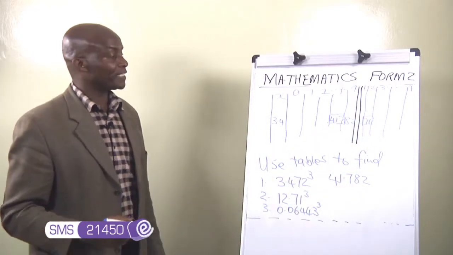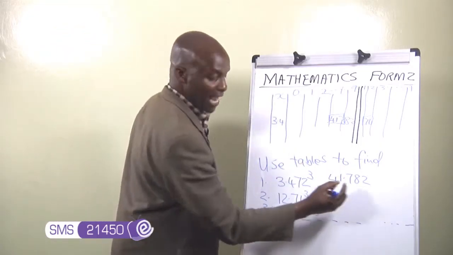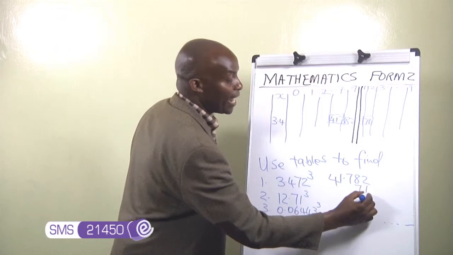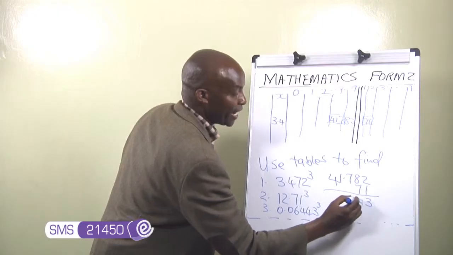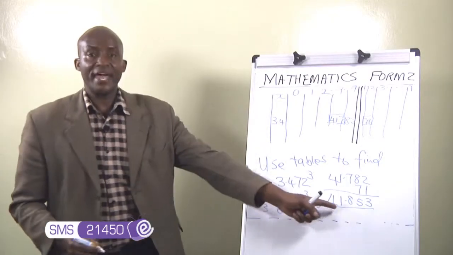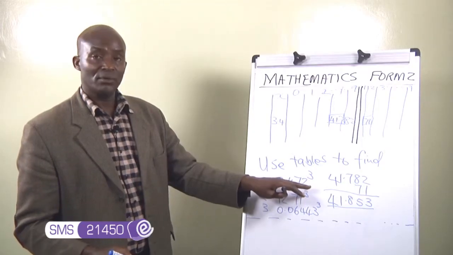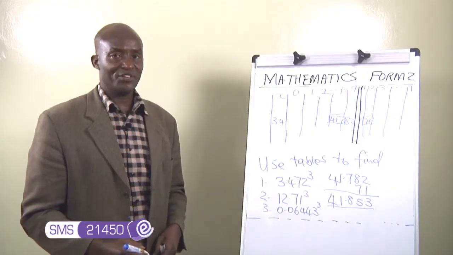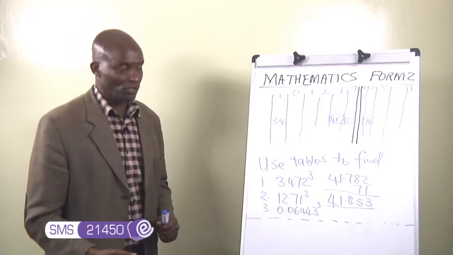So what do we do with the 71? We go back to our 41.782 and we add, because on the minor columns it says add. So we add 71 and do the total. So this becomes 41.853. So there is our answer. The cube of 3.472 is 41.853. Did you get it? We'll go to the second example to clarify that procedure.